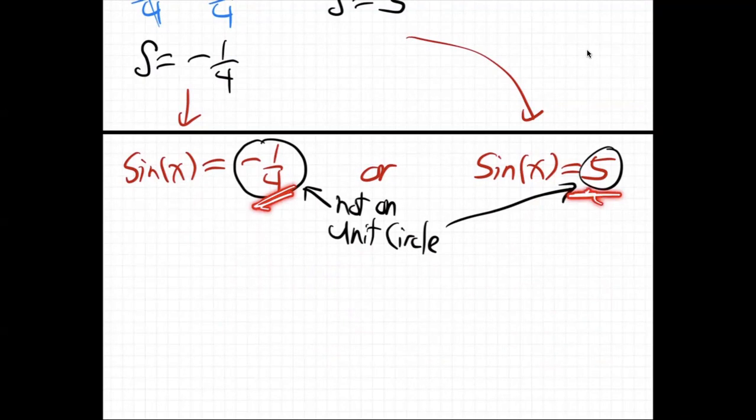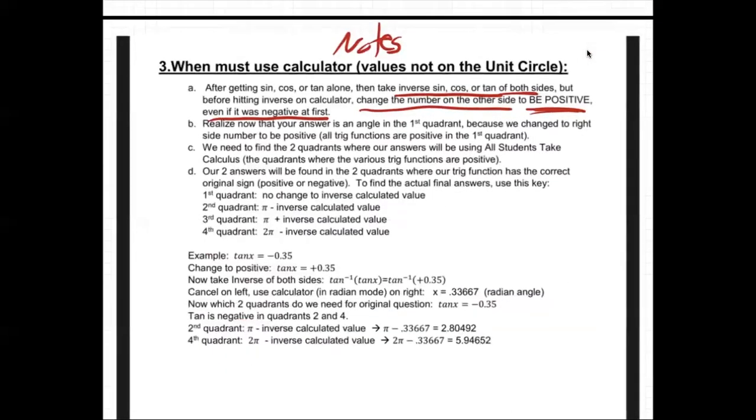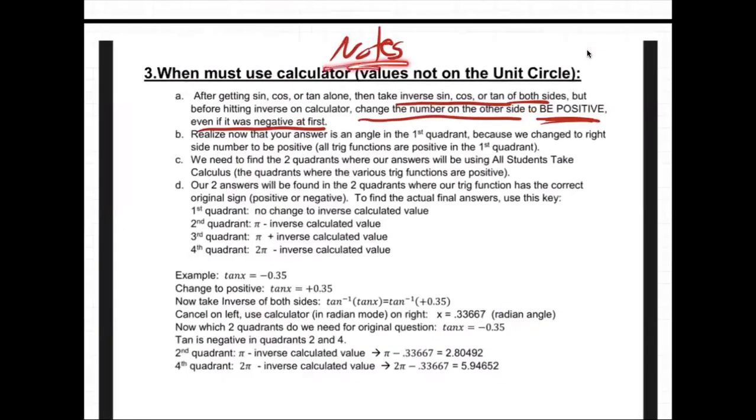What do we do when we can't go to the unit circle? Well, that's why we have the notes. So I specifically gave you in the notes, number 3 here, when we must use the calculator because the values are not in the unit circle, what do you do? After getting sine, cosine, tangent alone, we've got sine alone. Then take the inverse sine, cosine, or tangent of both sides. But before hitting the inverse in the calculator, change the number on the other side to be positive.